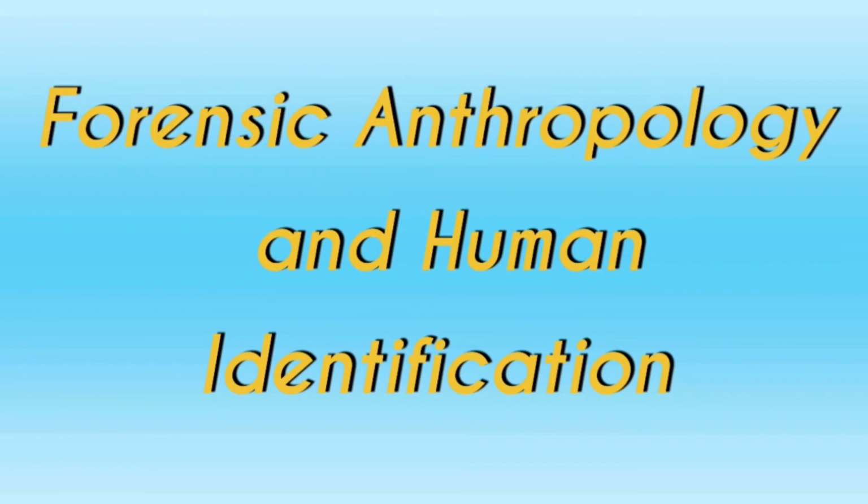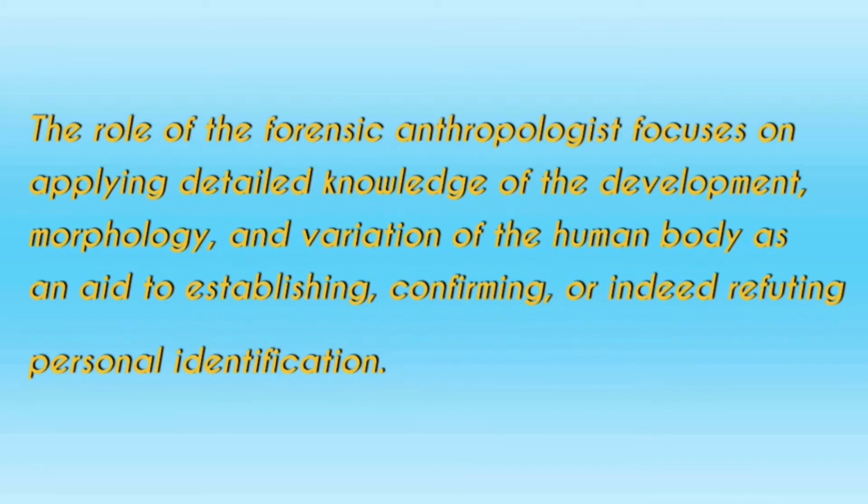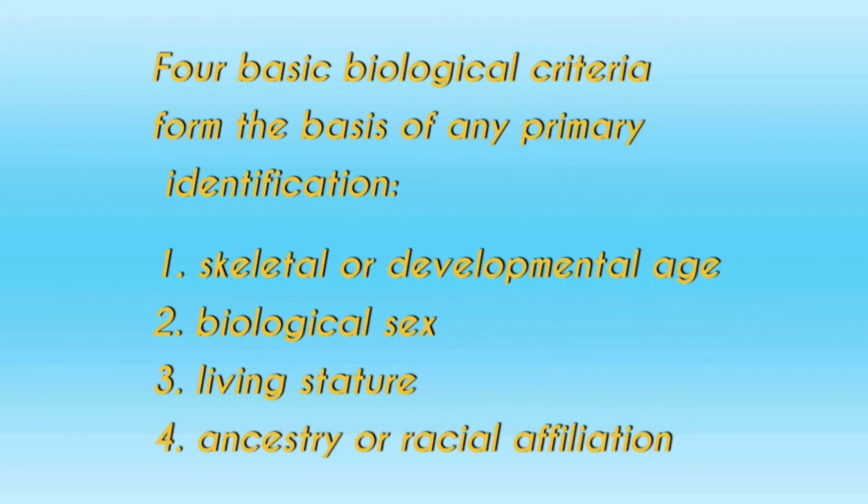Forensic anthropology and human identification. The role of the forensic anthropologist focuses on applying detailed knowledge of the development, morphology, and variation of the human body as an aid to establishing, confirming, or indeed refuting personal identification. 4 basic biological criteria form the basis of any primary identification. 1, skeletal or developmental age. 2, biological sex. 3, living stature. 4, ancestry or racial affiliation.